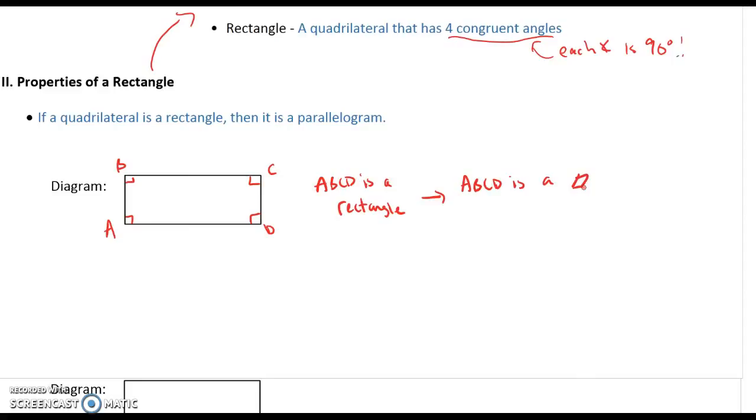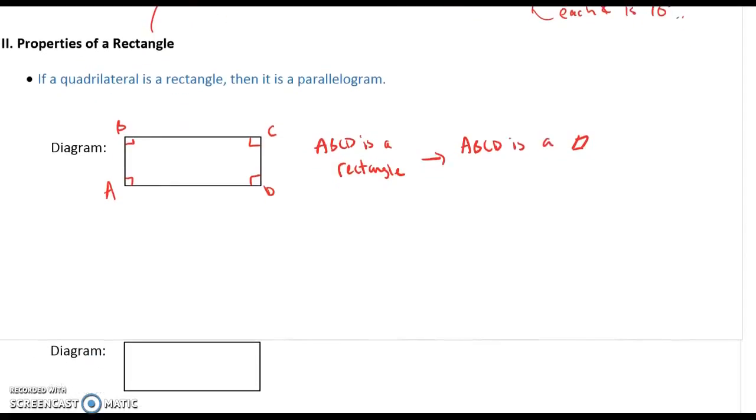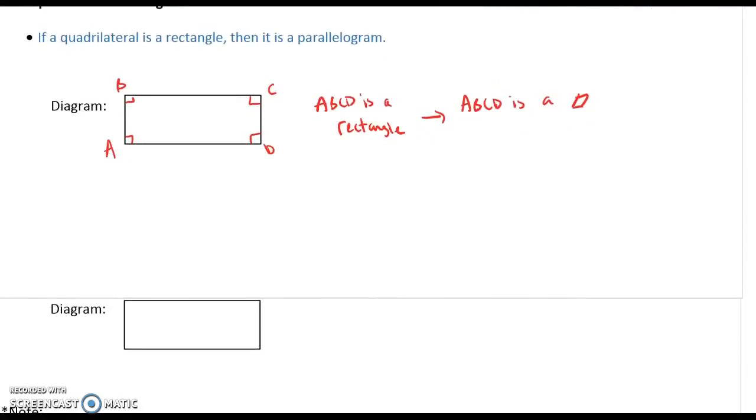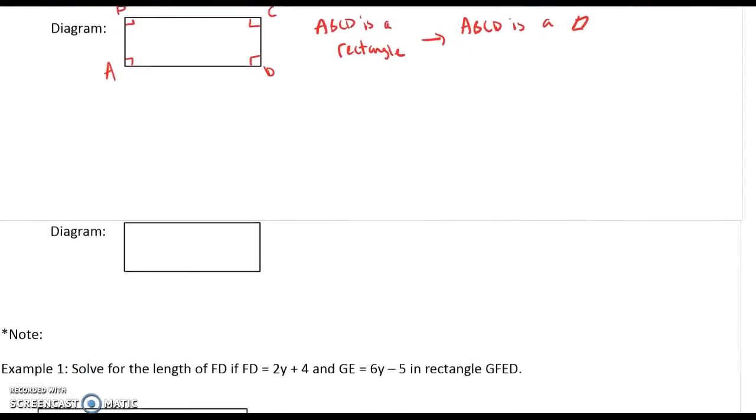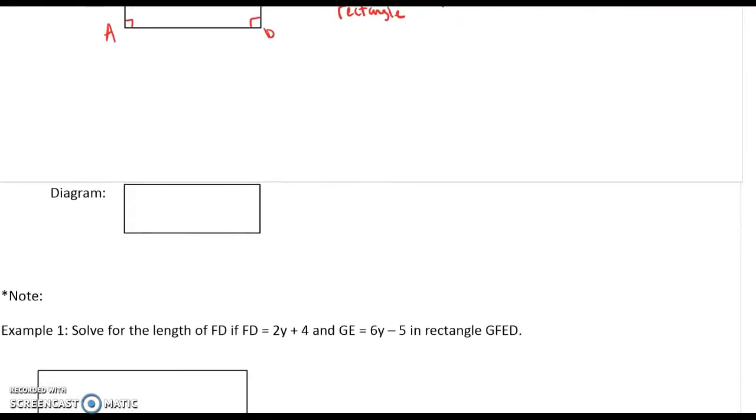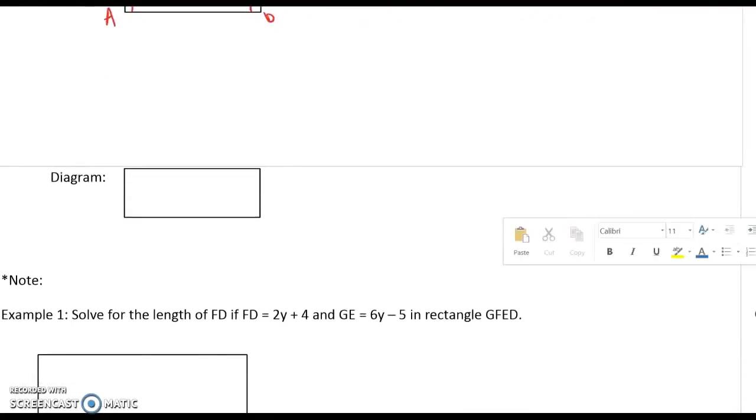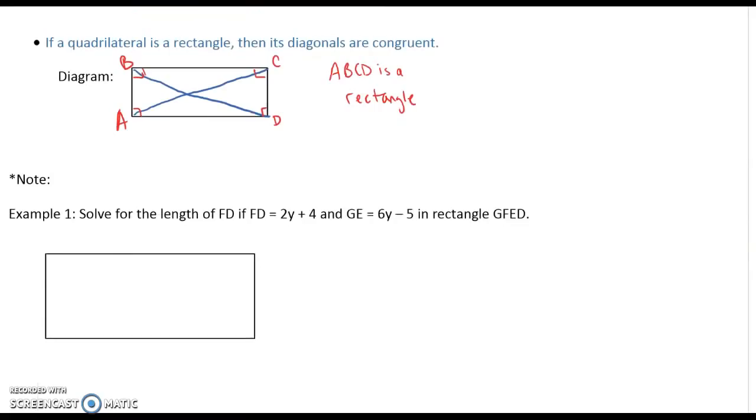Which means those 5 things at the top of your front page are all true for rectangles. So opposite sides are congruent, opposite angles are congruent, consecutive angles are supplementary, diagonals bisect each other, etc., etc., etc. Okay, cool. Then we have one other thing that is true for rectangles. By making those 4 angles 90 degrees in our quadrilateral, not only do we know our rectangle is still a parallelogram, but we also know that our diagonals are congruent.